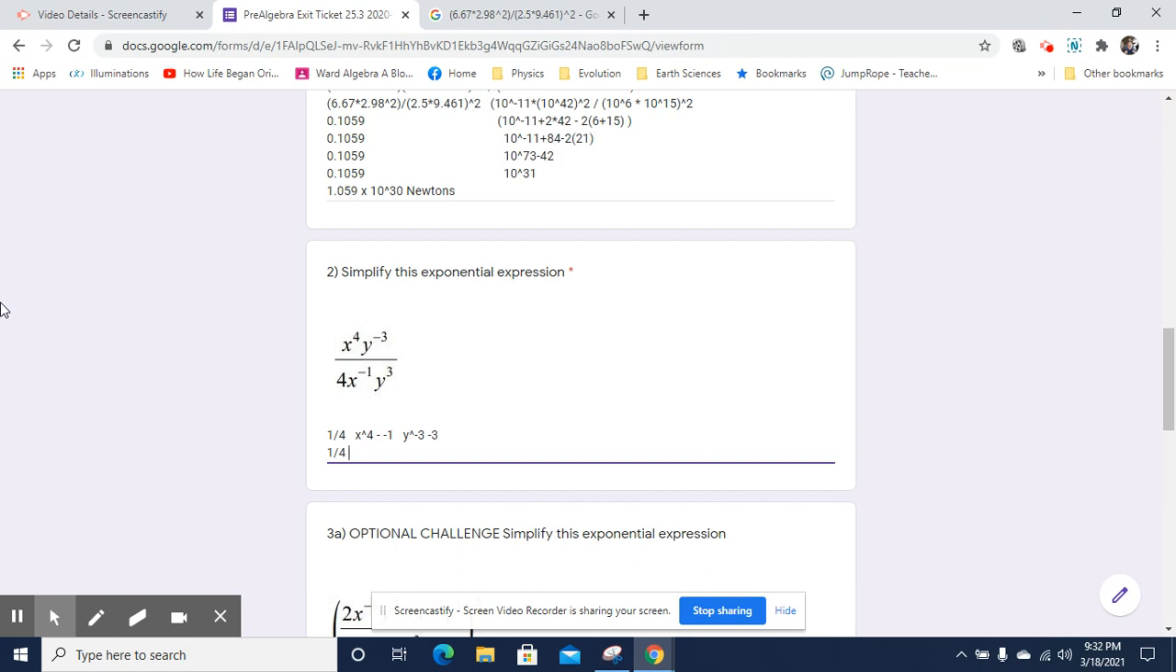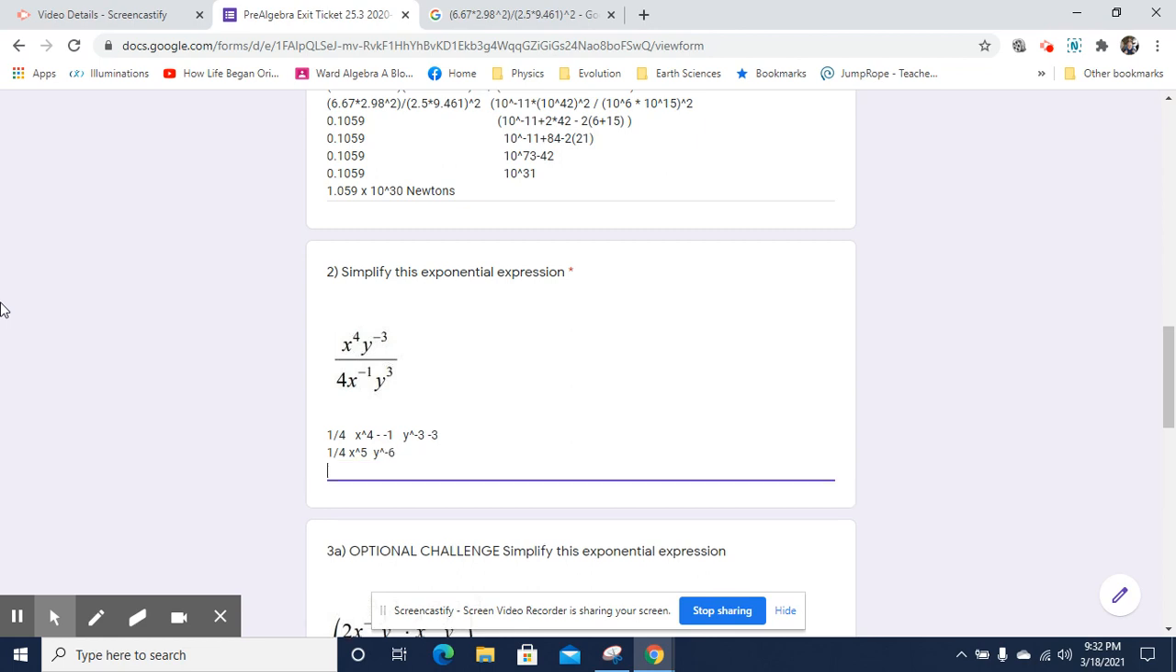x to the 4 minus negative 1 is going to be x to the 5th. And y to the negative 3 minus 3 is going to be y to the negative 6th. And so we'll end up with an x to the 5th in the numerator. So x to the 5th. And we'll leave the 4 in the denominator, and that's going to be times y to the 6th.